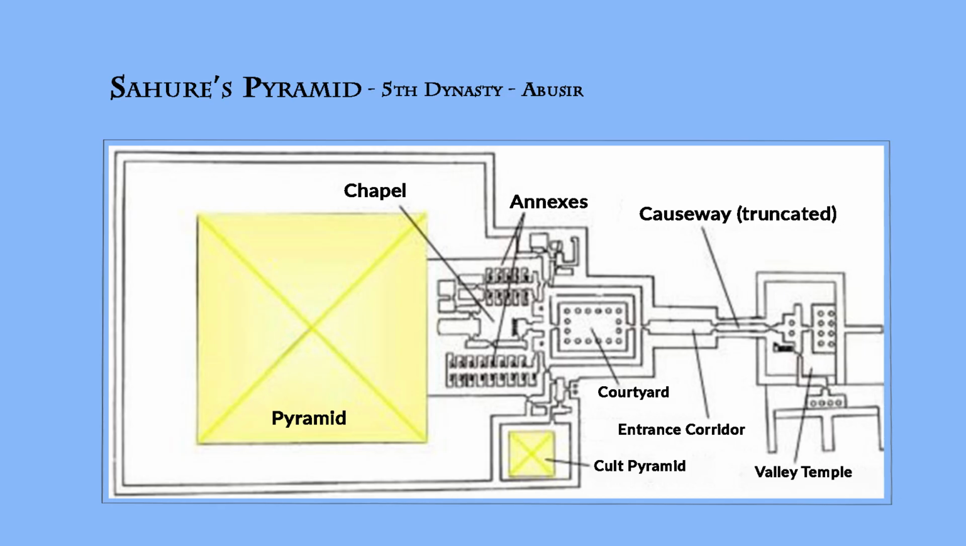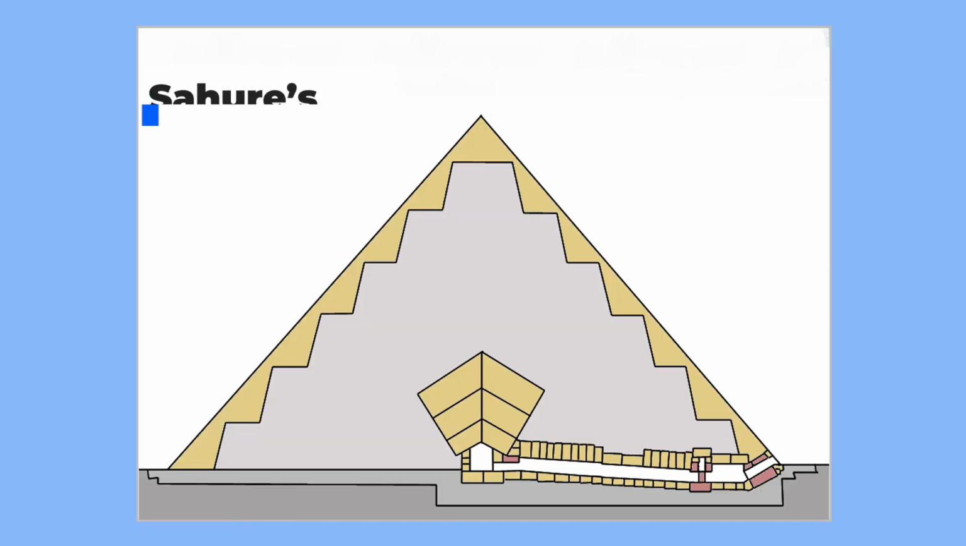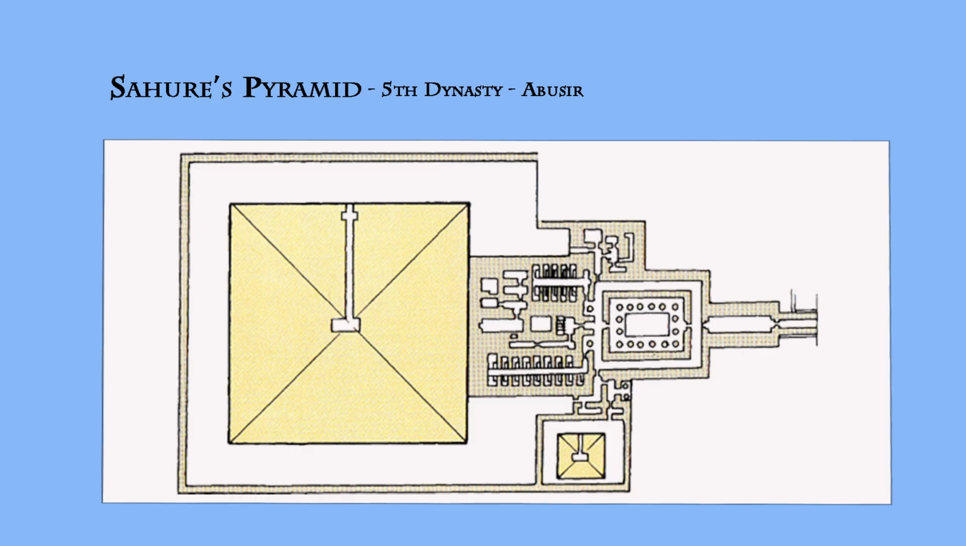The overall layout of Sahure's complex would serve as the template for all mortuary complexes constructed from Sahure's reign until the end of the Old Kingdom, some 300 years later. The pyramid's internal chambers were devastated by stone thieves, rendering an accurate reconstruction impossible. Stone fragments believed to belong to the king's basalt sarcophagus are the only remains of the burial that have been found.